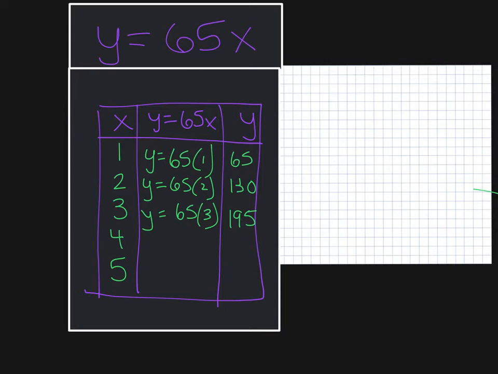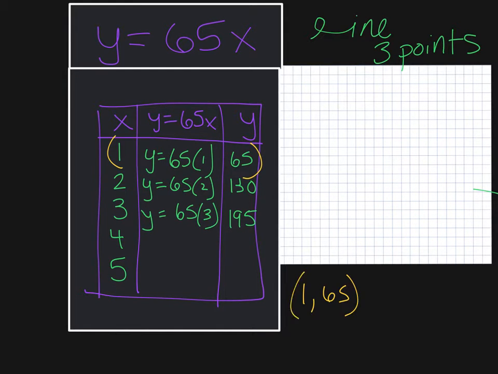Always remember, for it to be a line, you need 3 points. We have 3. Now let's look at this, because we've just created 3 ordered pairs. We've got our 1, 65. That's one of our ordered pairs. 2, 130. And 3, 195. So when it comes to my graph, I'm going to graph these.